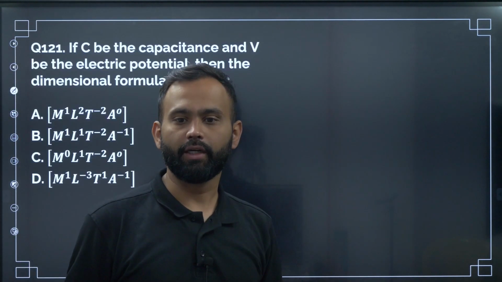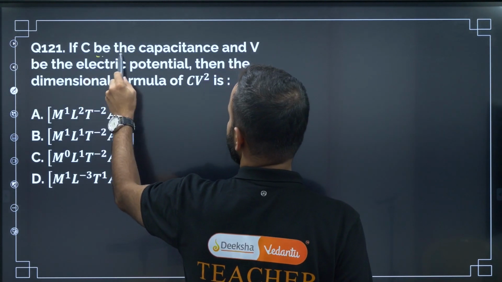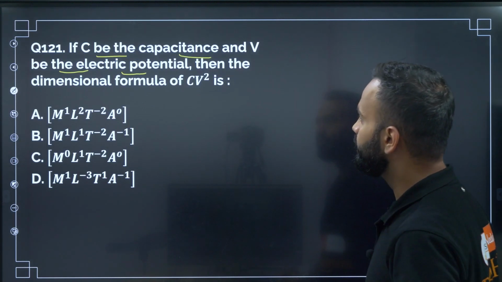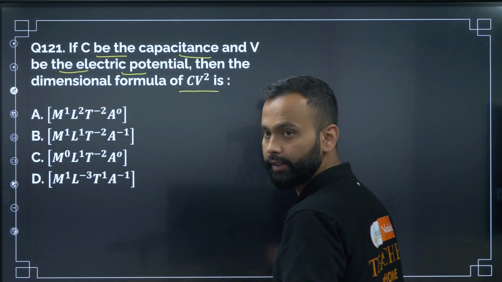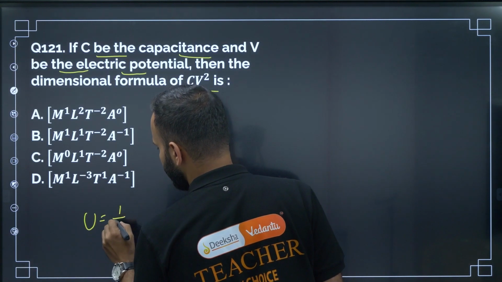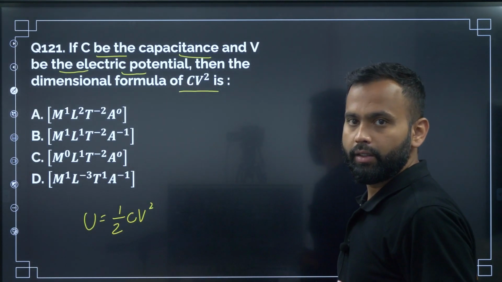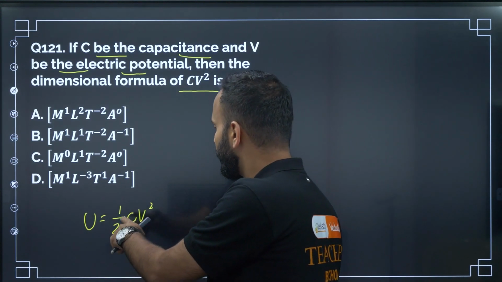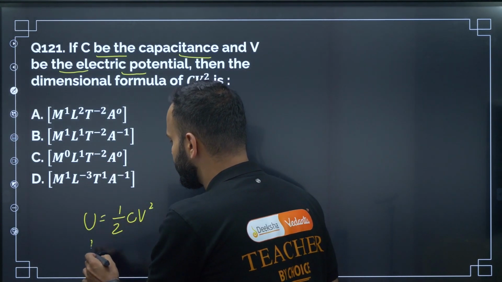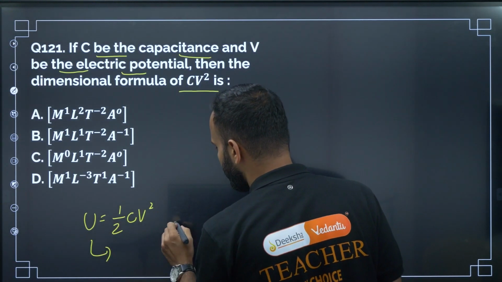Okay, let us start. Question number 121. If C be the capacitance and V be the electric potential, then the dimension formula of CV square is. You know the energy stored in the capacitor is half C into V square. Here we need to tick the correct option, which is the dimension formula of the energy.